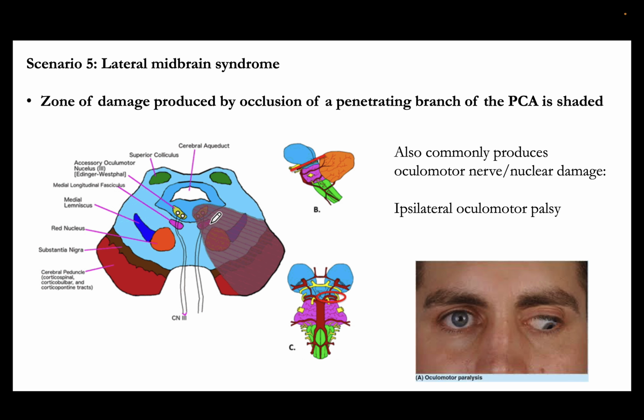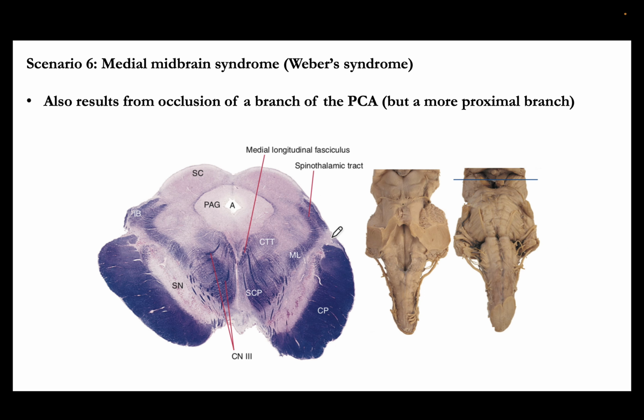Now, if the syndrome here affects the ocular motor nucleus, and it's shown here in yellow, then we get an ipsilateral ocular motor nerve or ocular motor nuclear damage, ipsilateral ocular motor palsy. This is apparent right away. So this eye, the affected eye, this is again a left ocular motor paralysis, in primary gaze looks down and out. And that's due to the unopposed action of the two remaining extraocular eye muscles, the superior oblique and the lateral rectus. And finally, we come to medial midbrain syndrome, or Weber's syndrome.